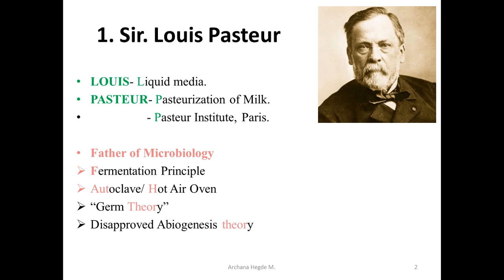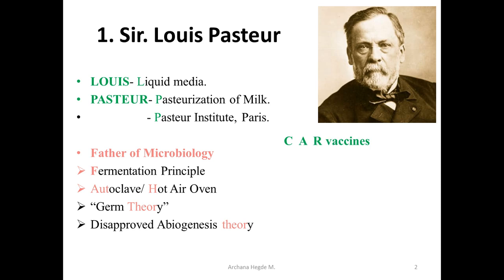Coming to the last four letters of father, they show the germ theory which he gave to us, and he disproved the abiogenesis theory. So there are two theories: one is the germ theory which he proved, and the other is the abiogenesis theory which he disproved.